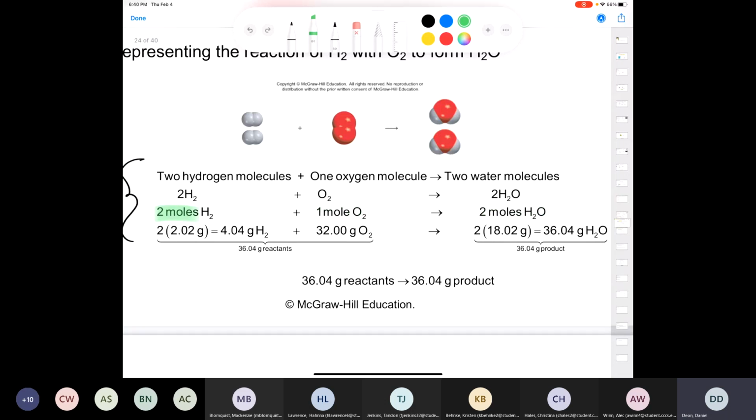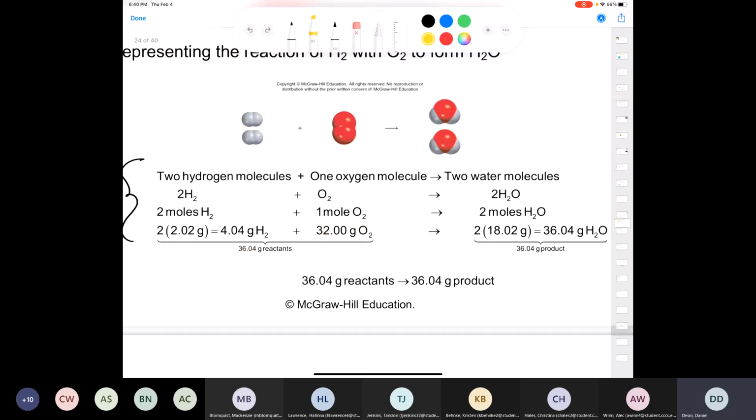Well, how much does 2 moles of H2 weigh? Well, 1 mole of H2 weighs 2.02 grams. So if I take 2 of those, I get 4.04 grams of hydrogen. So I take 4.04 grams of hydrogen, I combine it with the mass of 1 mole of O2, which is 32 grams. Now look, if you tally these up, you get 36.04 grams.